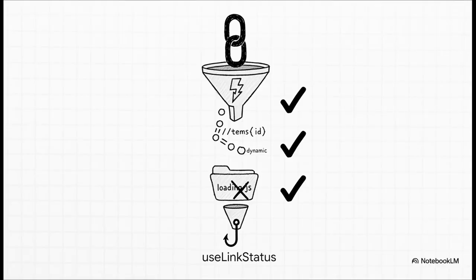Okay, this is your checklist. You should only reach for this hook when all of these things are true. Number 1, you've deliberately turned off prefetching on a link with prefetch equals false. 2, that link is pointing to a dynamic route. And 3, that dynamic route does not have its own loading.js file. If you hit that trifecta and you decide a little inline hint is better than a big full-page loader, then useLinkStatus is absolutely the perfect tool for the job.